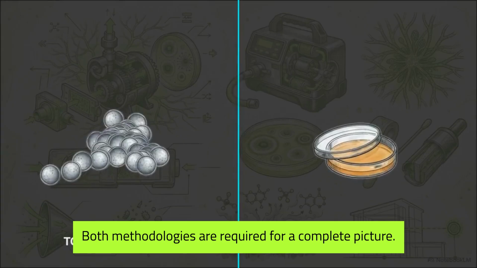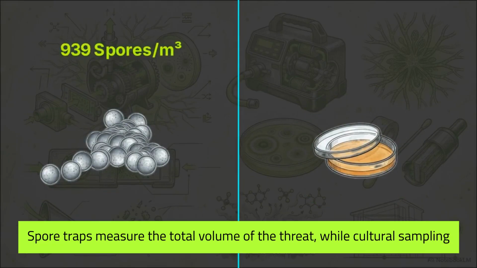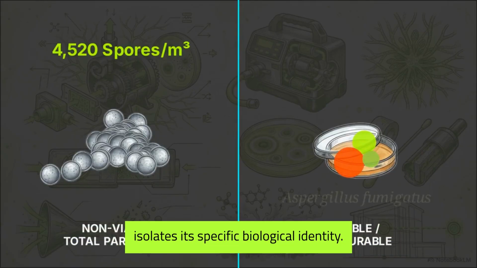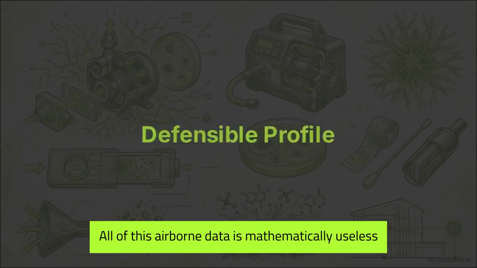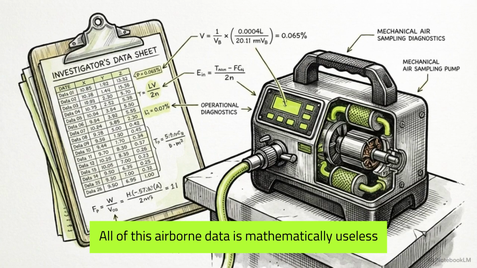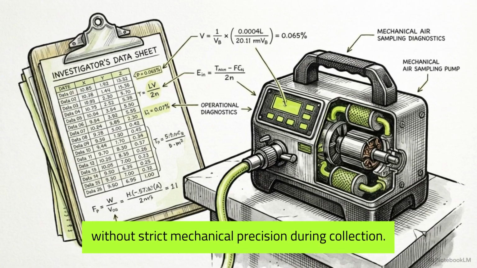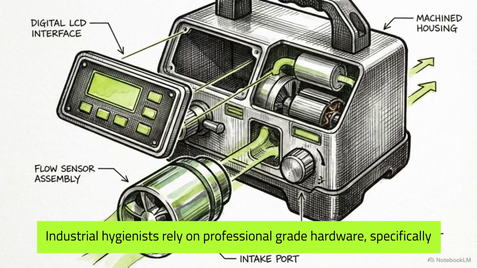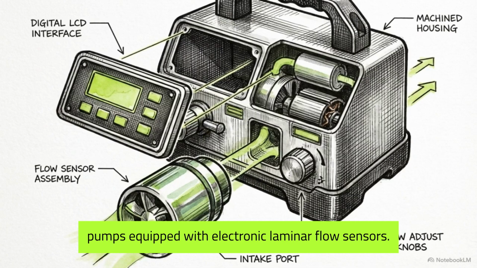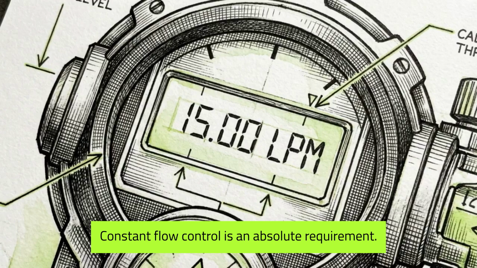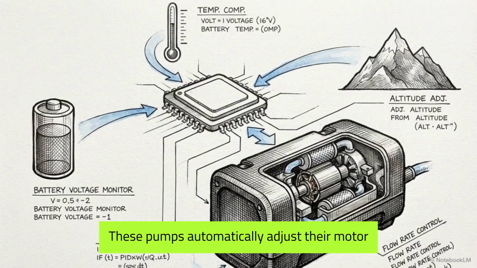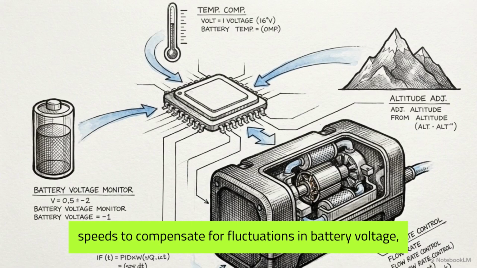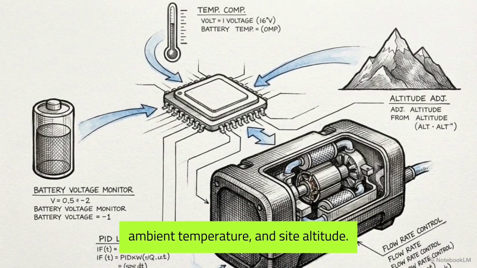Both methodologies are required for a complete picture. Spore traps measure the total volume of the threat, while culturable sampling isolates its specific biological identity. All of this airborne data is mathematically useless without strict mechanical precision during collection. Industrial hygienists rely on professional-grade hardware, specifically sampling pumps equipped with electronic laminar flow sensors. Constant flow control is an absolute requirement. These pumps automatically adjust their motor speeds to compensate for fluctuations in battery voltage, ambient temperature, and site altitude.